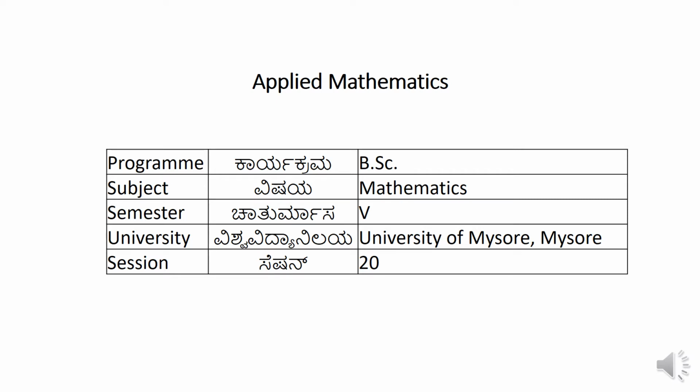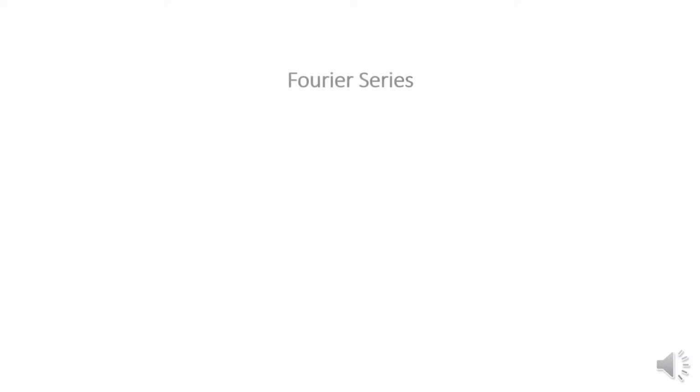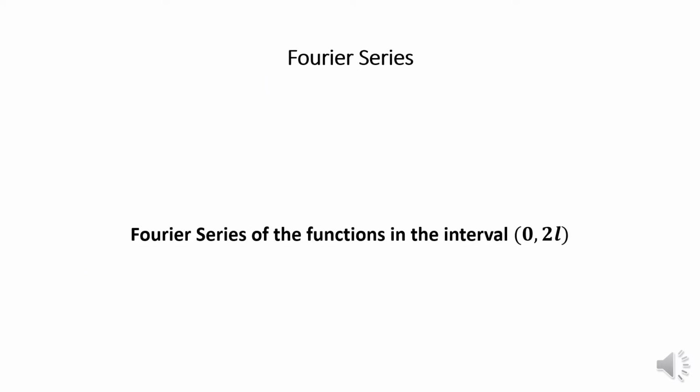This is the continued part of the previous session, session number 2. We shall see the Fourier series expansion of a function in the interval 0 to 2L. Before going to the concept, we shall see what things are required for expanding the given function as a Fourier series in the interval 0 to 2L.